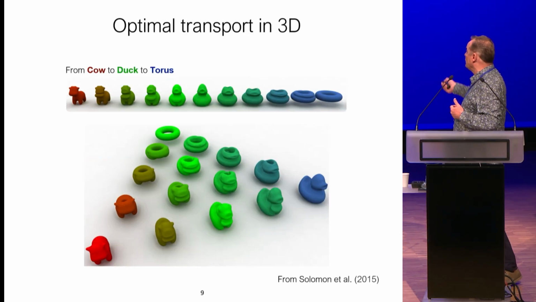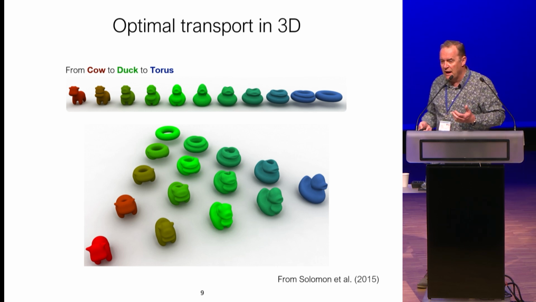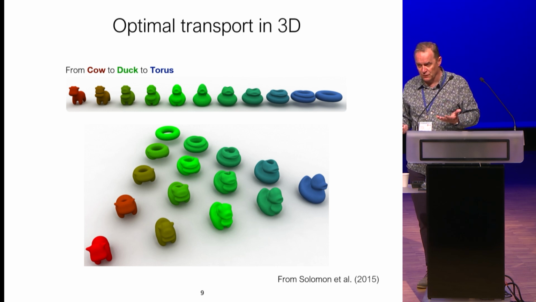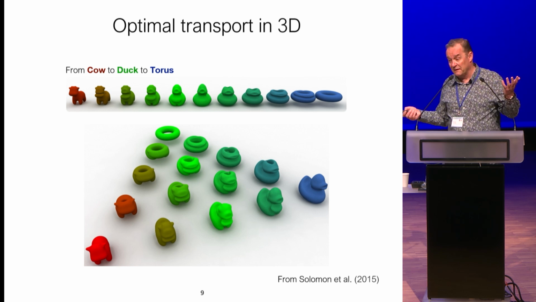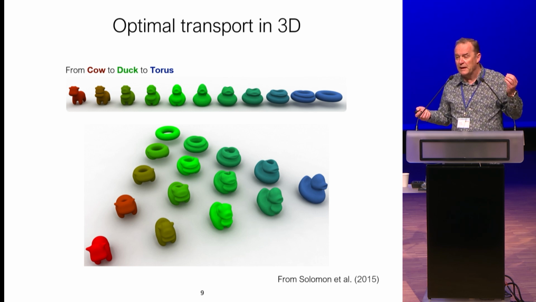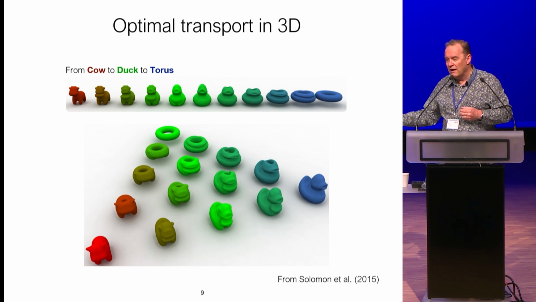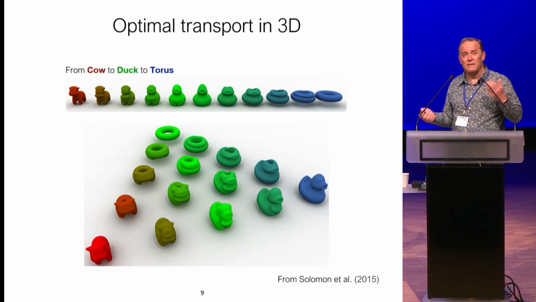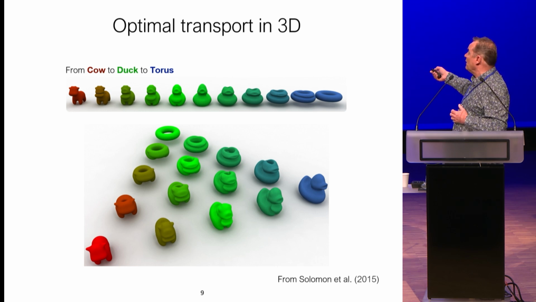Okay, so this is work of Solomon, some great photographs here of how you might transform a cow to a duck to a torus. The point of this figure is to show that it can be used in more general situations, but also that it forms a metric where the cow and the duck, let's say, what's halfway between a cow and a duck? Well, it's this figure in here. It's the duck cow. What's halfway between the torus and the duck? It's the tor duck. And what's halfway between the torus and the cow? It's the tor cow.